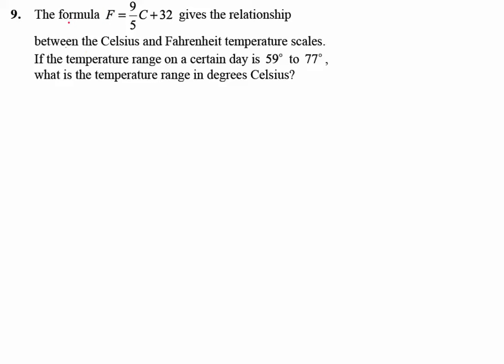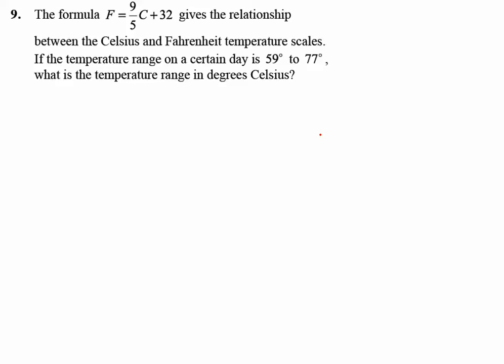Okay, so let's see. The formula F equals 9/5 C plus 32 gives a relationship between Celsius and Fahrenheit temperature scales. The temperature range on a certain day is between 59 degrees and 77 degrees Fahrenheit. What would be the range in degrees Celsius? Ooh, we're talking about range here. We're talking about something starting and something ending.